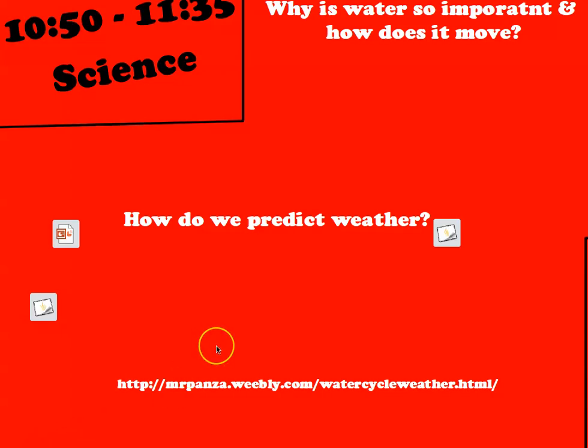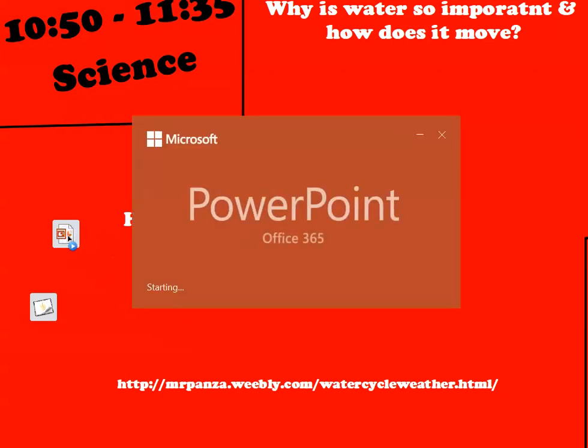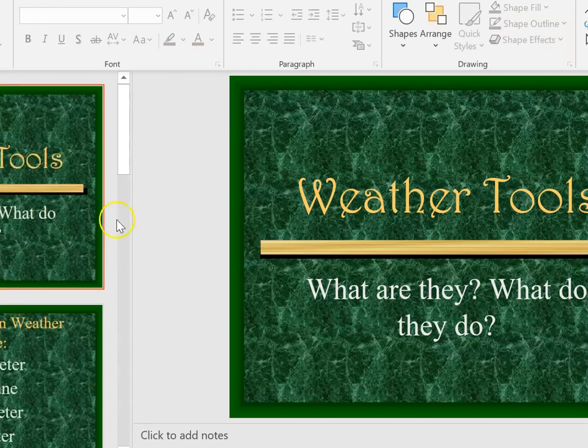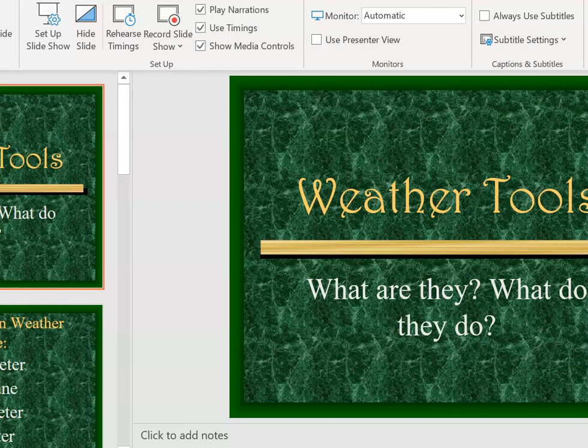This is Mr. Panza talking about the water cycle and impacting weather. We've been talking about how we can predict weather, but we haven't gotten into any technology or weather tools just yet. So let's take a look at some weather tools today so that we can see how meteorologists and other scientists are able to predict weather accurately.